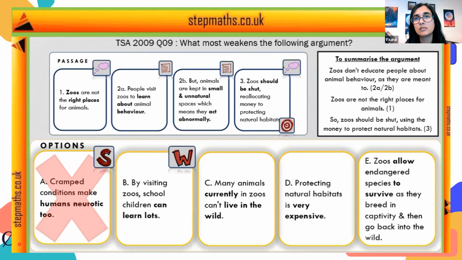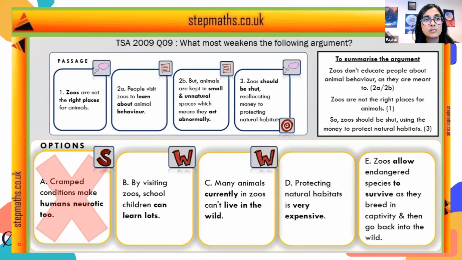If we look at C, C says that many animals currently living in zoos couldn't live in the wild. Would this weaken the argument? Well, it does seem to weaken it a bit, similar to B, except in this case it's directly attacking the conclusion, because if we're going to shut zoos, basically this is saying what happens to animals in the zoos who wouldn't be able to live in the wild. This is giving us a reason not to shut zoos, and therefore it's weakening the conclusion.